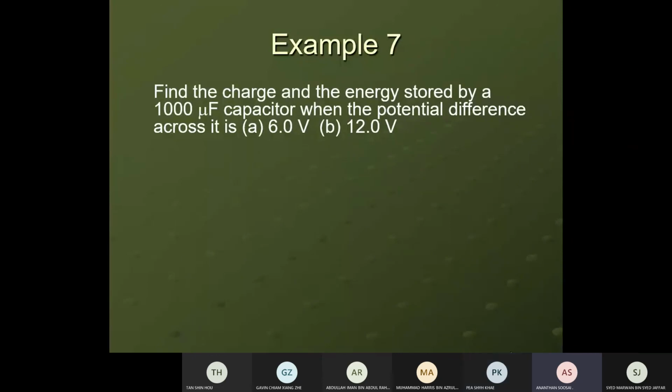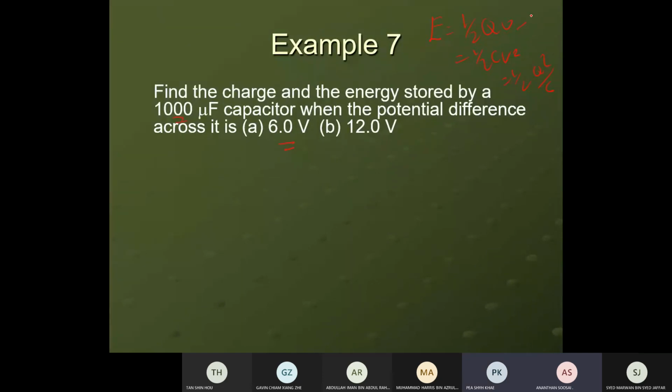Okay, so one example. What is the energy stored in a capacitor? Half QV, half CV squared, half Q squared over C. Okay. The first question: find the charge and the energy stored by a 1000 microfarad capacitor, and the potential difference is 6 volt.